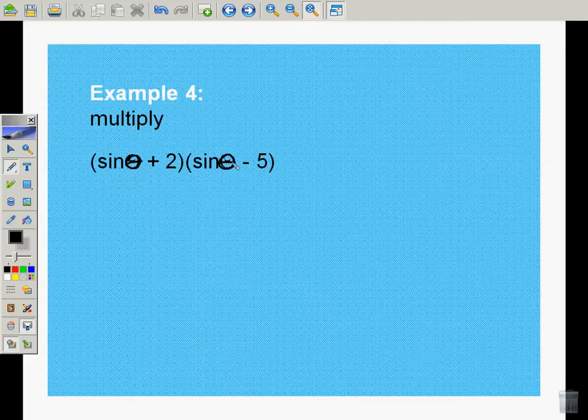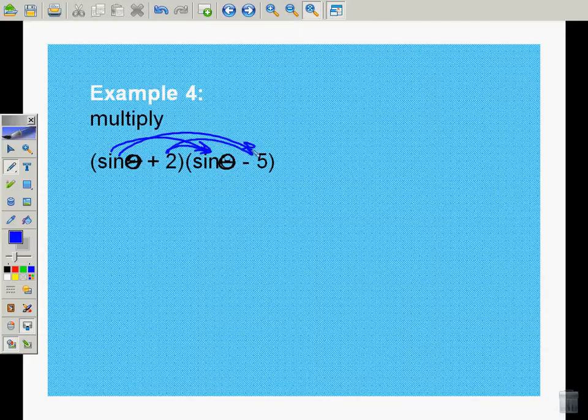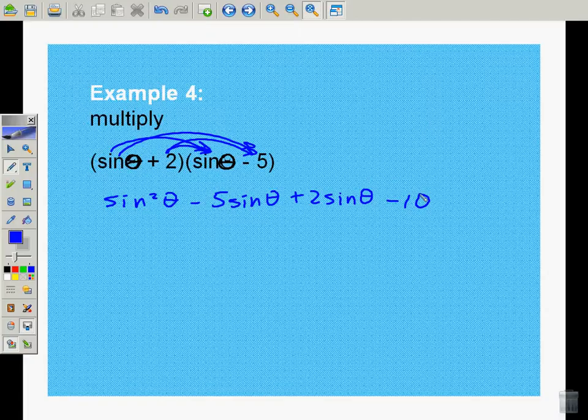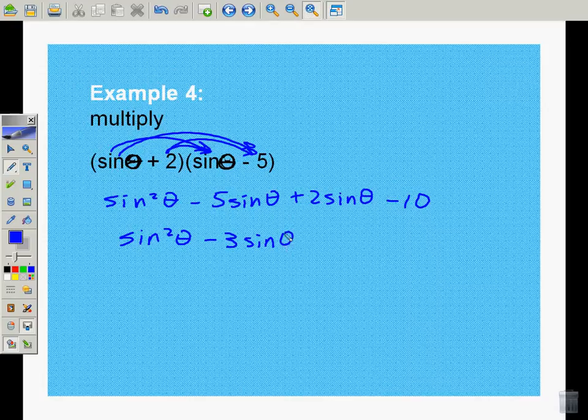Now, what's happening here? Remember that sine theta and cosine theta and tangent theta, they're all really just numbers, and they need to be multiplied like anything else. And so when I have two things next to one another like this, I can multiply. Recall this FOIL method. So I'm going to have sine squared theta, and then I'm going to have minus 5 sine theta plus 2 sine theta minus 10. I'm going to combine like terms. I've got sine squared theta minus 3 sine theta minus 10. Okay? You see what I did right there?